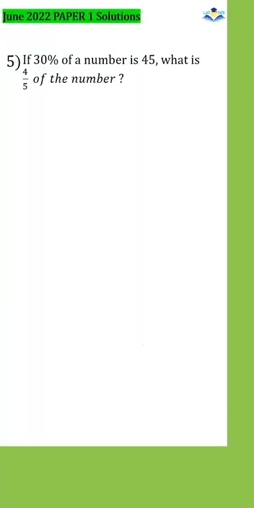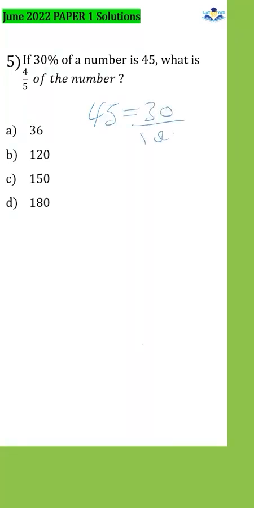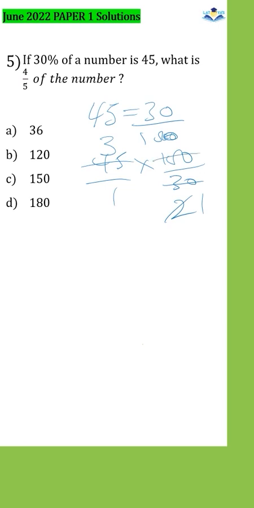Question 5. If 30% of a number is 45, what is 4/5 of the number? To determine this, we have to find out what the number is first. They tell us that 45 is equal to 30%. So once we find the inverse of this, multiply by 100 over 30, we will know what the number is. 15 into 30 is 2, 15 into 45 is 3, 2 into 2 is 1, and 2 into 100 is 50, and 3 by 50 is going to give us 150.